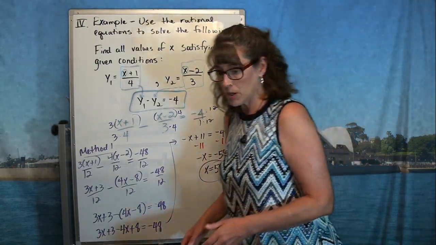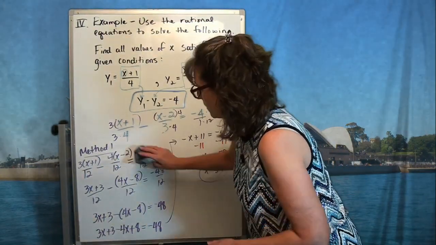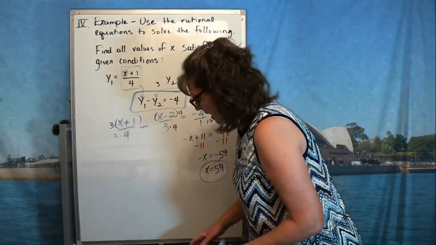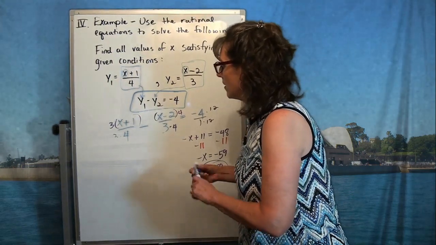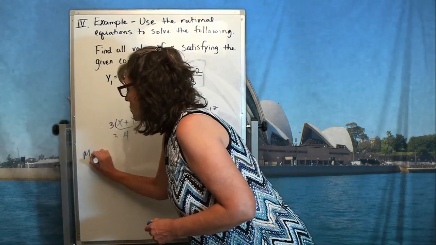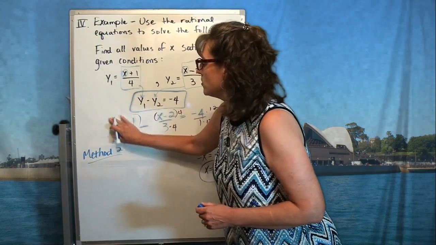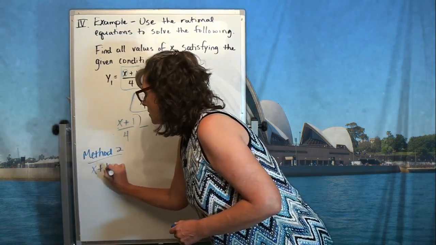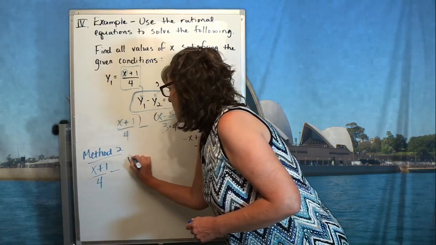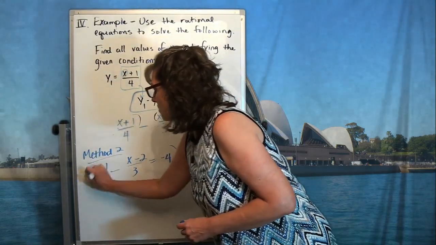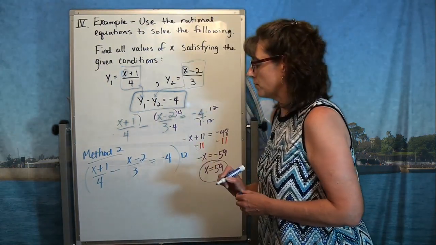Method 2, remember, and I'm just going to erase this because I really don't have enough room for method 2. But method 2 says, let's use that LCD, but remember we're going to use it in a different way. So method 2 says, I'm going to take my equation that I have right here, and I'm going to multiply everything by the LCD. Let's multiply everything by 12.